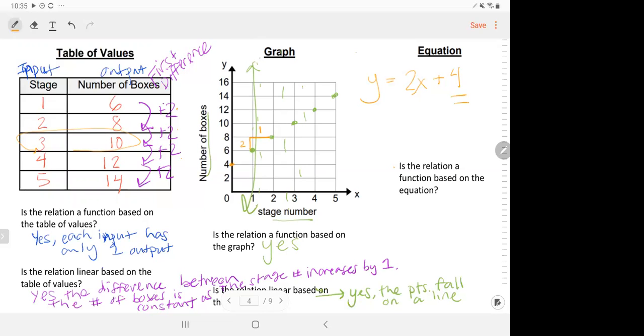And it says, is this relation a function based on the equation? Yes, this would be a function, and this would be a linear function because our equation is in y equals mx plus b form, and because it is not vertical.